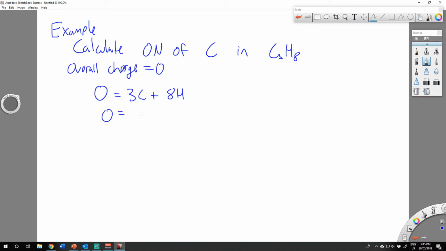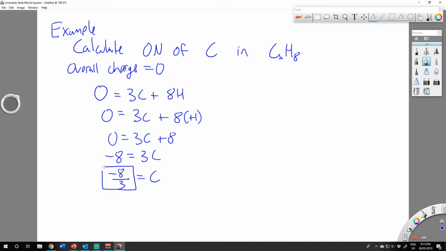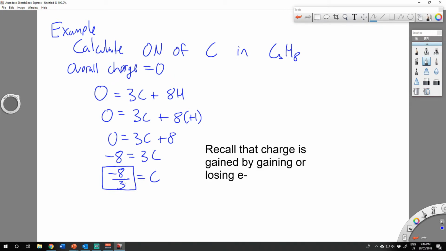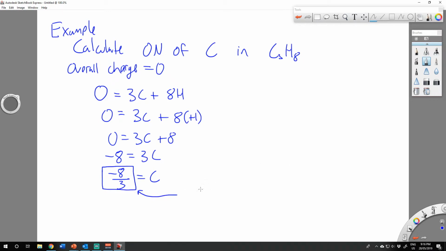Barring any other information about this compound, it's safe to assume that the hydrogens all have a +1 charge. So when we do the math here, we get the following: my 3 carbons plus 8, so I'll bring the 8 over. Each individual carbon will have an oxidation number of -8/3, which doesn't make much sense, because if we're talking about atomic charges, having a fractional charge really doesn't make any sense, because you can't have fractional electrons. So you can consider this an average oxidation number.